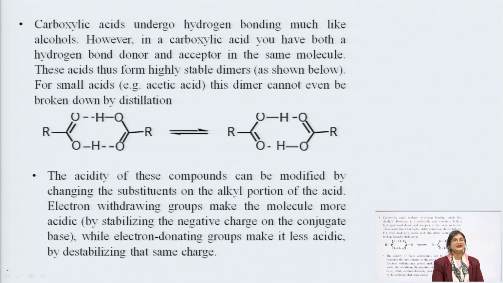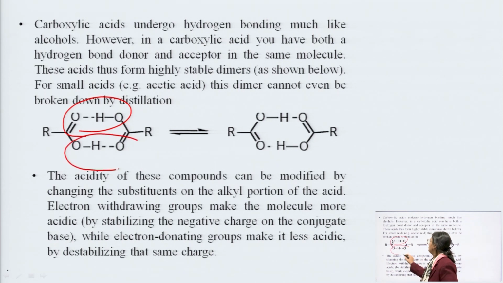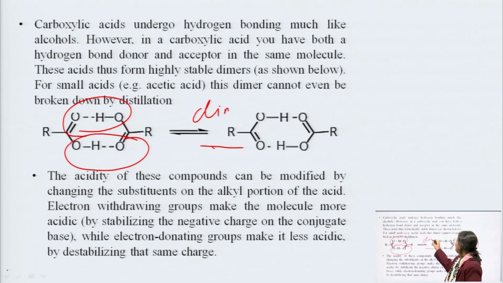Next, carboxylic acids undergo hydrogen bonding much like alcohols. However, in carboxylic acids you have both a hydrogen bond donor and a hydrogen bond acceptor in the same molecule. These acids thus form highly stable dimers, as we can see below. One of them is a hydrogen bond acceptor and one is a hydrogen bond donor. Thus, a stable dimer is obtained.